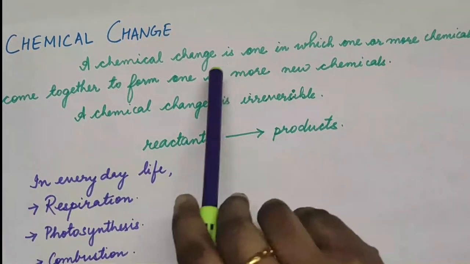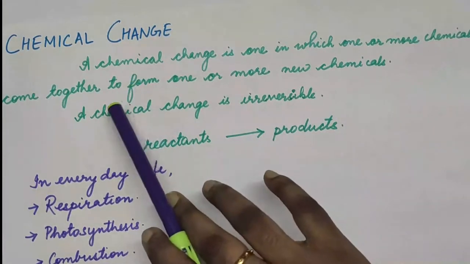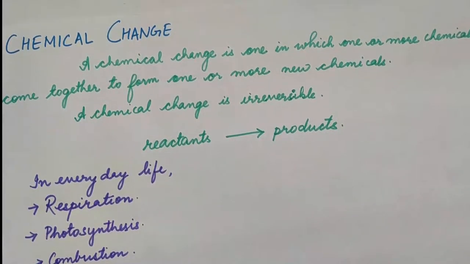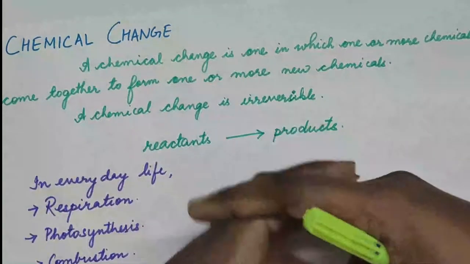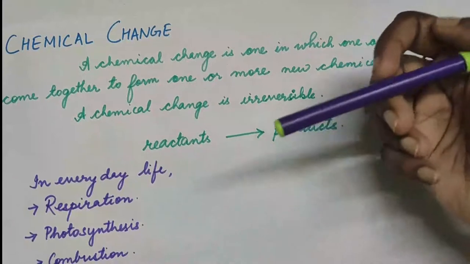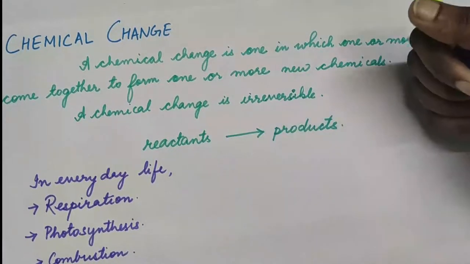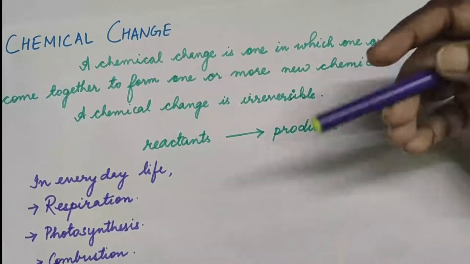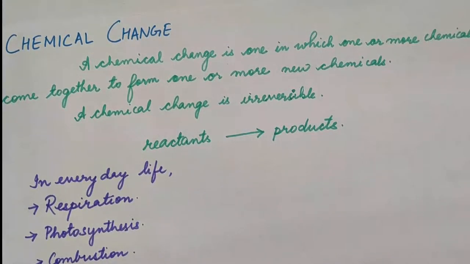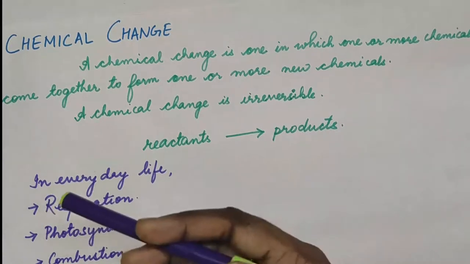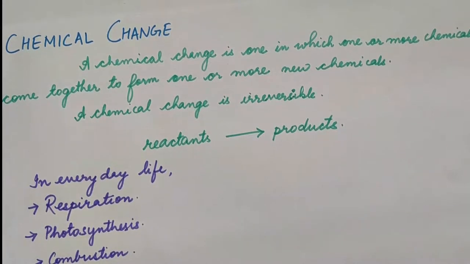So, a chemical change is one in which one or more chemicals come together to form one or more new chemicals. The products after a chemical change are such that they cannot be brought back to the original form again. So generally it is an irreversible kind of reaction, meaning the starting substance cannot be got back from the final substance by simple conditions, at least.